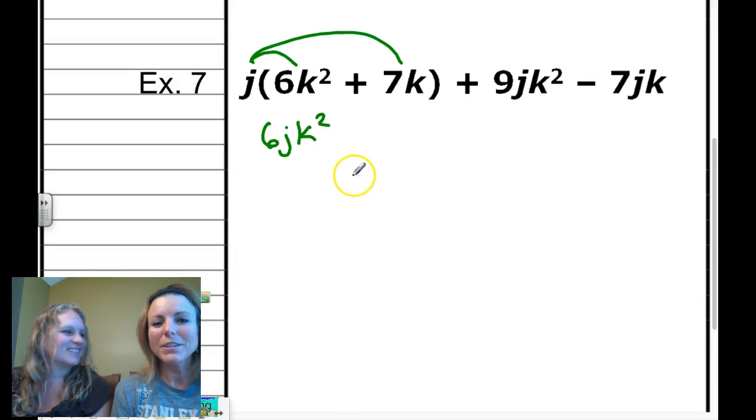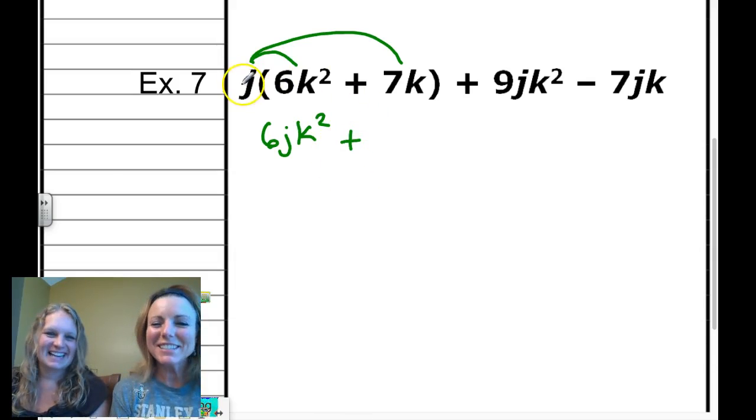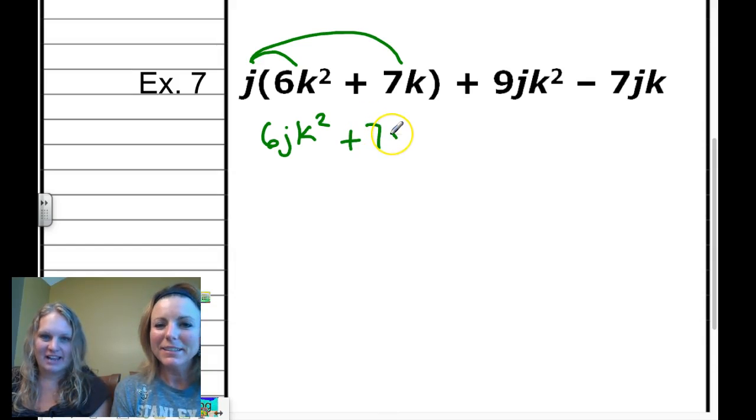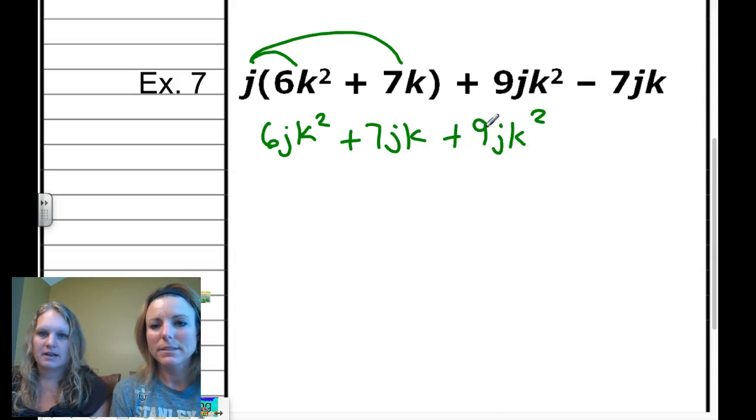JK. Plus 7JK. All right, now we can copy everything else down because we got rid of the parentheses, like PEMDAS tells us to. Now this is when we look for similar things.